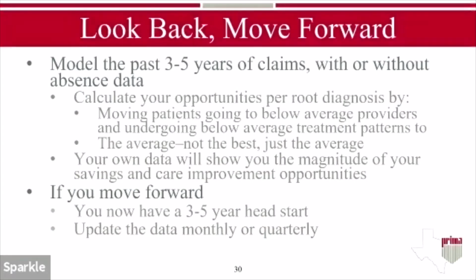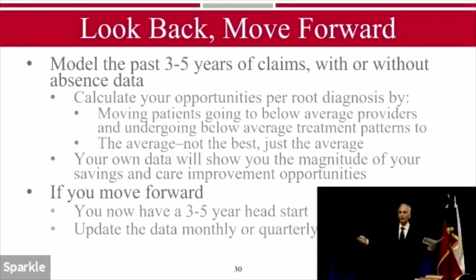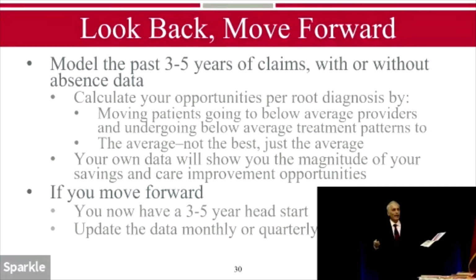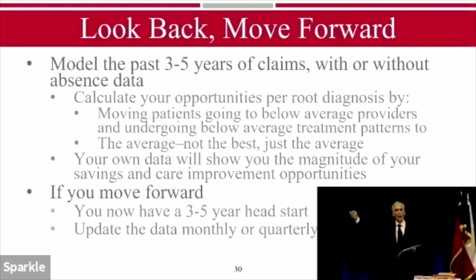So how do you get started with these analytics? Well, you don't begin at zero. You've already got all your historical data. Take 3 to 5 years of your claims data, with or without the absence costs, and model it. Run it through the algorithms, diagnosis by diagnosis, and see what the algorithms tell you. And it'll be just like those tables we just went through. For each diagnosis, how much could you save by moving folks going to below average doctors just to the average? They'll give you an idea of the magnitude of the numbers involved.